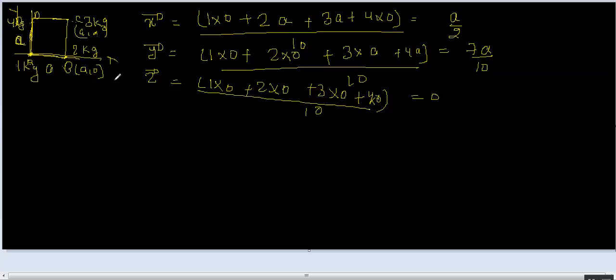So what is the position of the center of mass? The center of mass position will be A by 2, 7A by 10, and 0. The center of mass is basically a point whose coordinates are these. A by 2 will be somewhere here, and 7A by 10 will be somewhere, this is the midpoint let's suppose, so it will be somewhere here. So this point will be the center of mass.